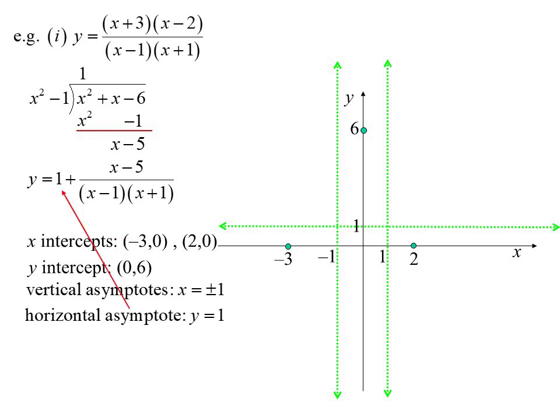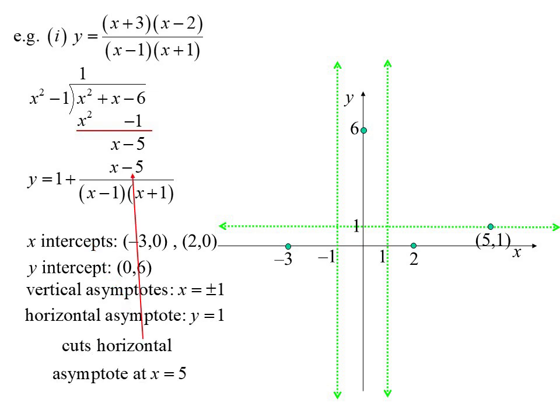There's going to be a horizontal asymptote at y equals 1. I'll now put that in. And if I look at the remainder, x minus 5, it is possible for that to equal 0. So I know it's going to cut the horizontal asymptote over here at (5, 1). Now that is enough information to draw a sketch.